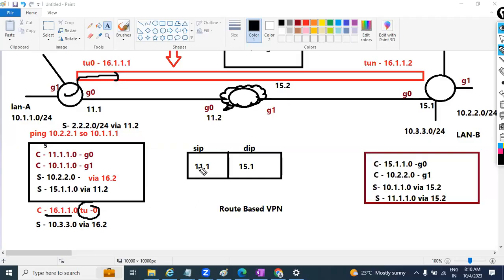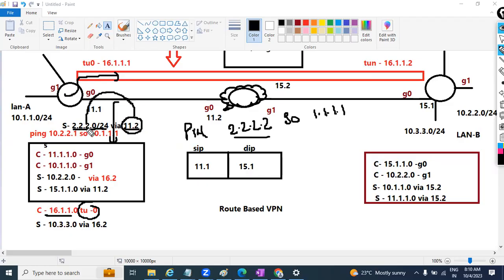For 1.1, if I'm using ping with 2.2.2.2 as another loopback, with source 1.1.1.1, then it would check: do I have any reachability with 2.2.2.2? Yes, via 11.2. Do I have any reachability with the 11 network? Let me check it out. Which interface? Yes, this one. So this is the concept of route-based VPN.